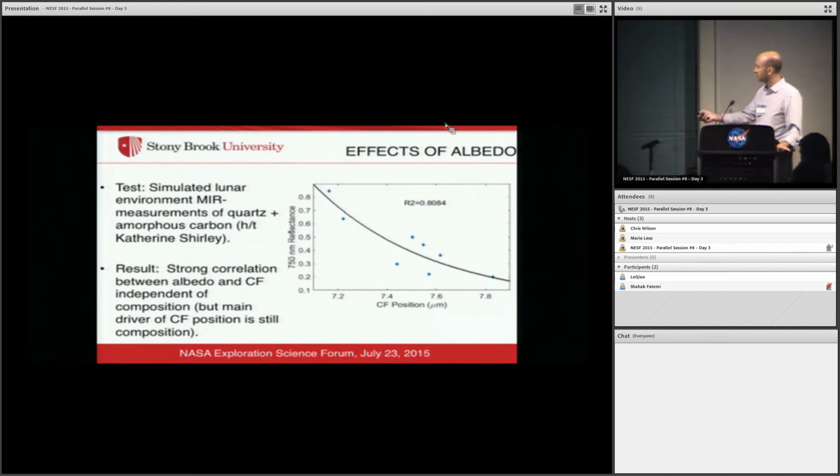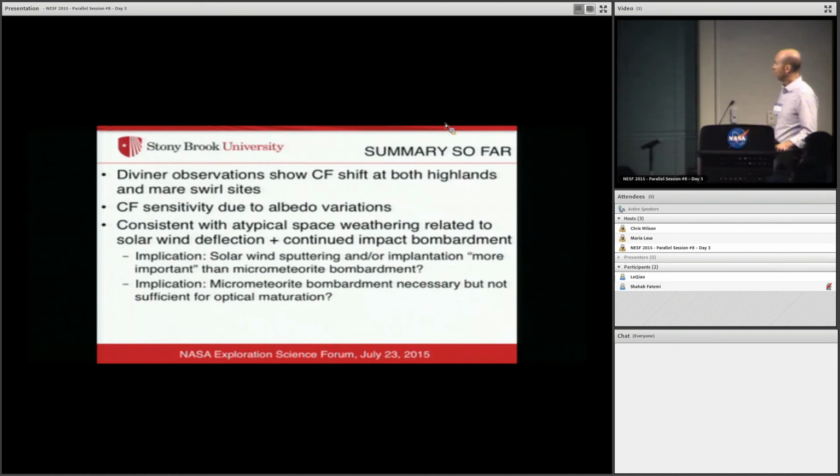So we test this, and the result is we see a strong correlation between albedo and CF independent of composition. But the main driver of the CF position is still composition. So the fact that the swirls have a visibly higher albedo is affecting the CF, and that's really driving Diviner's observations of the swirls. Okay, so we see a CF shift at both the Highlands and Mare swirl sites. I go into this in the 2015 paper quite a bit. The CF sensitivity is due to albedo variations, and we can think about what this all means in terms of the hypotheses that have been proposed.